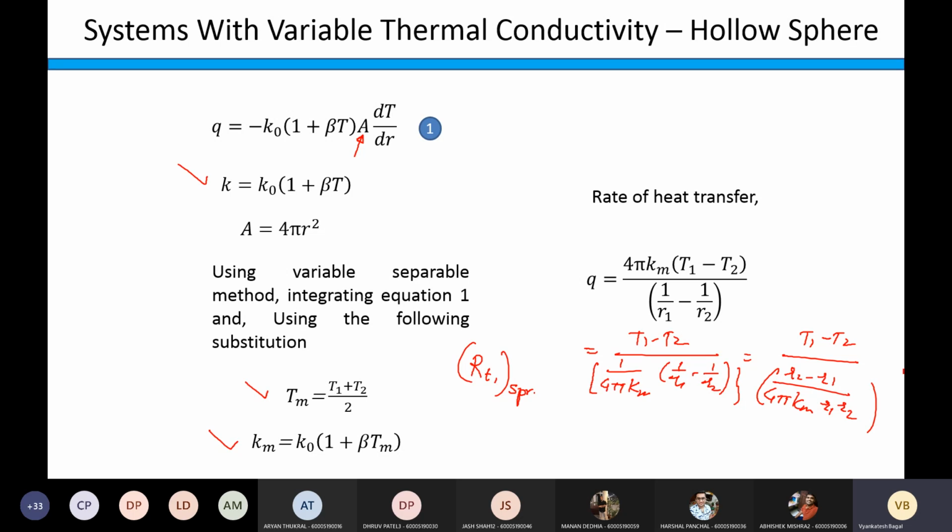I hope you know this. Do you remember it or not? So only K is replaced by Km. Rest of the things are similar to our constant K case, right? So I am not spending much time on this variable thermal conductivity. So only one thing you should remember is whatever you want to calculate, you should use the integral approach only, variable separable method only when K is variable. Remember that.